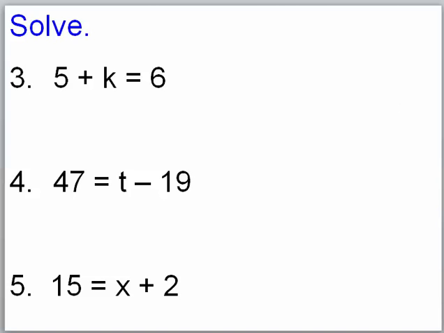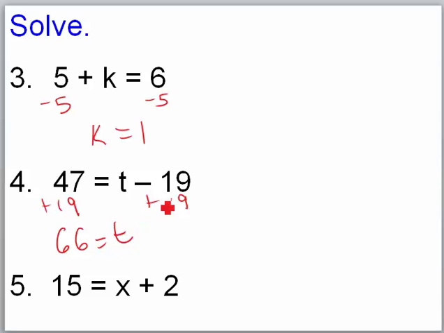Okay. Alright, so I subtract 5. I'm going to get k equals 1. Add 19. And I'm going to get t equals 66. And subtract 2. I'm going to get x equals 13. Okay, if you got those, give yourself a smiley face.